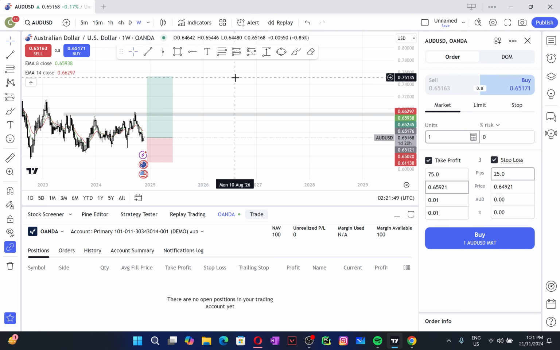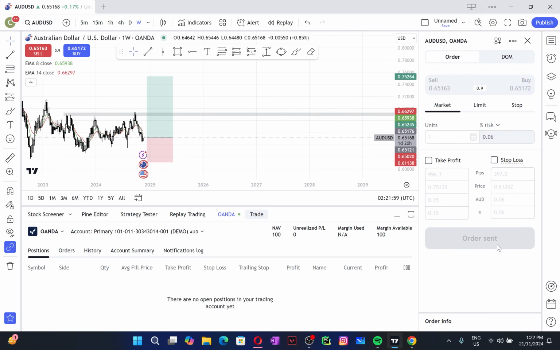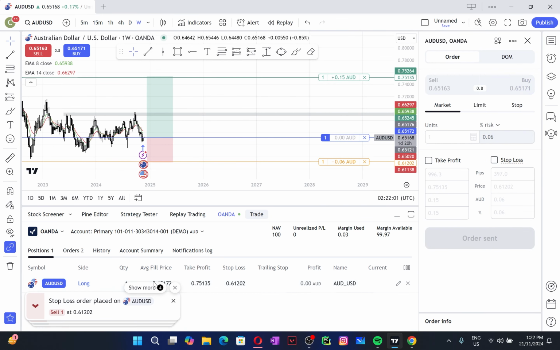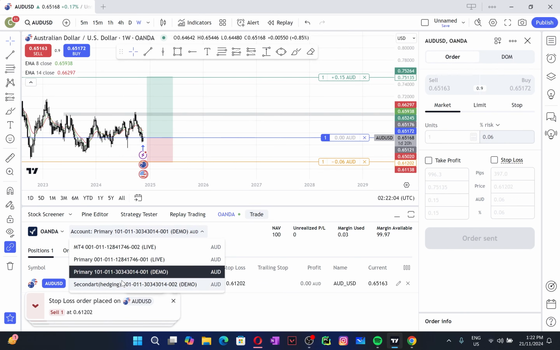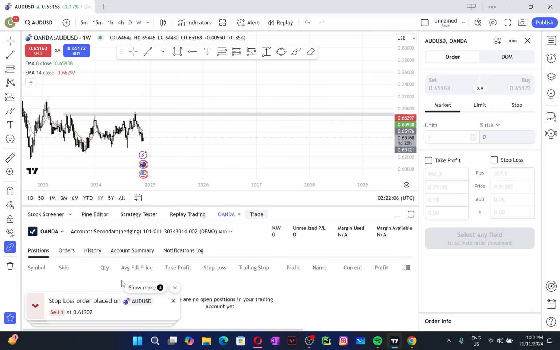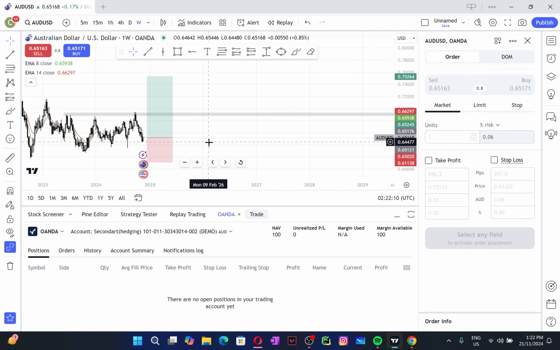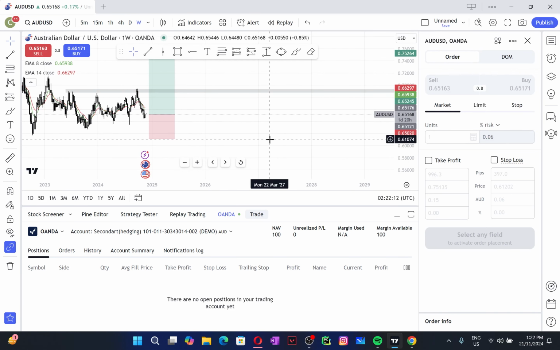Take profit is gonna be around there. The stop loss is gonna be around there. Okay, and I'm gonna buy, and you see I've got a trade already. And what I can do is I can switch to my secondary account, and this is where I've taken the trade. So let's say that the graph touches this point.